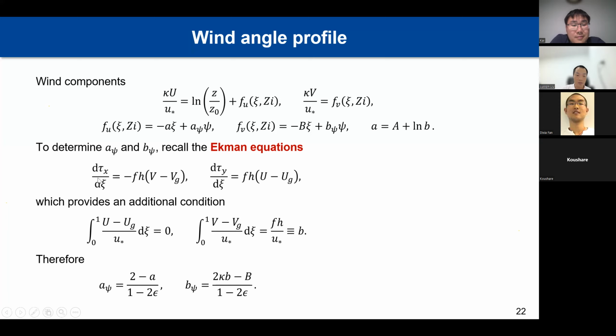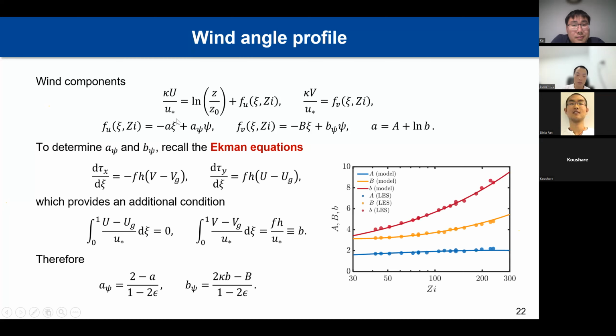Okay. Then by integrating the Ekman equations from the surface to the top of the boundary layer, we can get these integral constraints. And then by substituting the FU and FV into these integrals, we can determine the values of A psi and B psi. We note that all these coefficients are only functions of the analytical number, and here the results confirm this assumption.